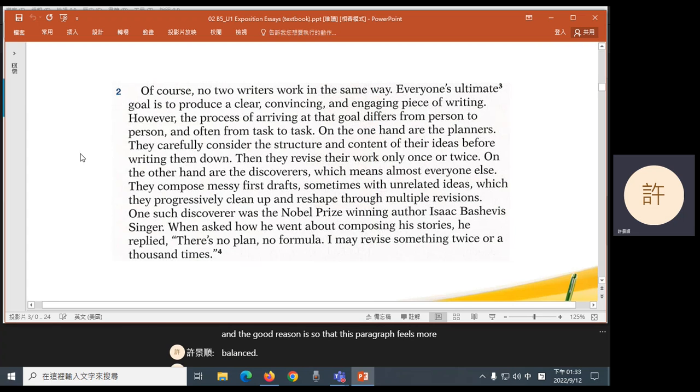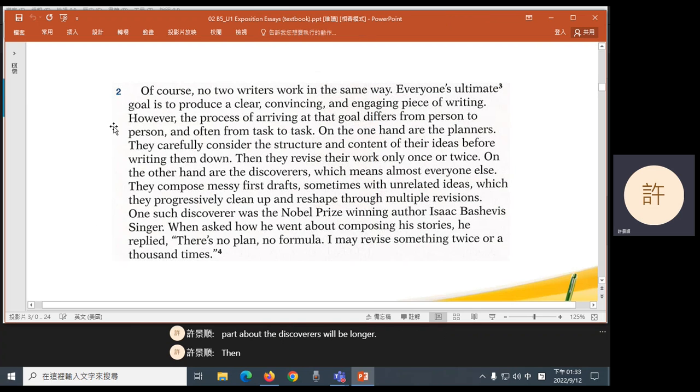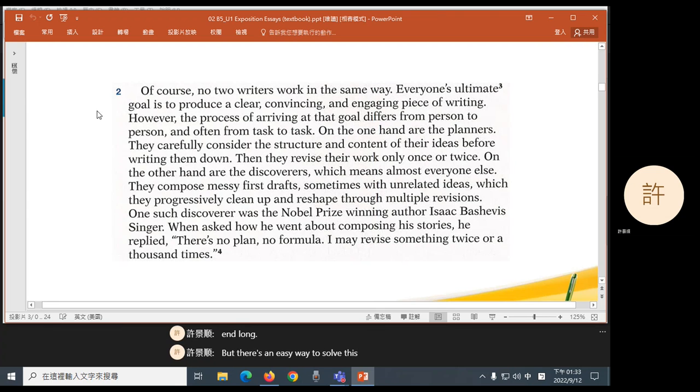The essay only gives an example for the discoverers. So the part about the discoverers will be longer than the part about the planners, which is shorter. And so for reasons of balance, it's better to begin short and end long. But there's an easy way to solve this problem. Give an example for the planners also. And that way it will not be top heavy, 头重脚轻. It will be more balanced.